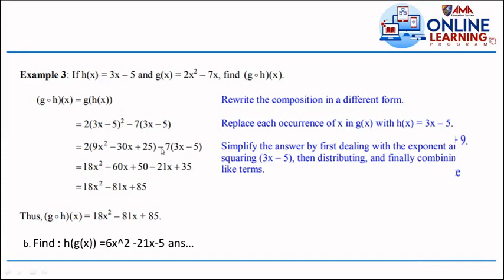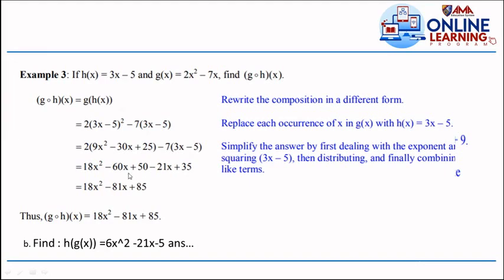Next, minus 7 times 3x minus 5. Sunod, distribute natin ito. 2 times 9x squared, 18x squared. 2 times 30, negative 60x. 2 times 25 is 50. Minus 7 by 3, negative 21x. Minus 7 times negative 5, we have plus 35.